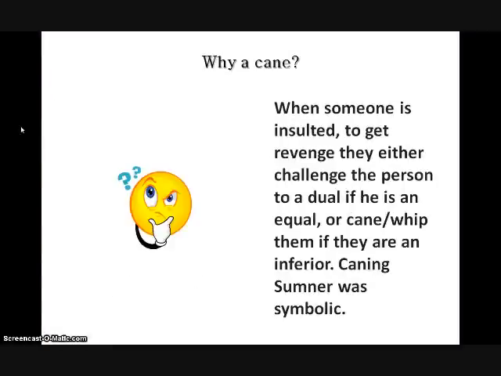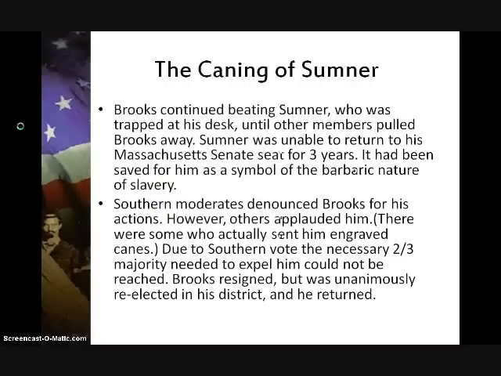Think about what this must have looked like in the Senate House with Charles Sumner trapped under his seat. Now, why a cane? When someone is insulted, you challenge them to a duel if they are your equal. If you consider them inferior, a caning is in order. So the caning of Sumner is symbolic. Brooks continued beating Sumner. He had to be pulled off of him. Sumner could not return to his Senate seat for years. But it was saved for him. It was a symbol of the barbaric nature of slavery, and I'm sure it was referred to often.